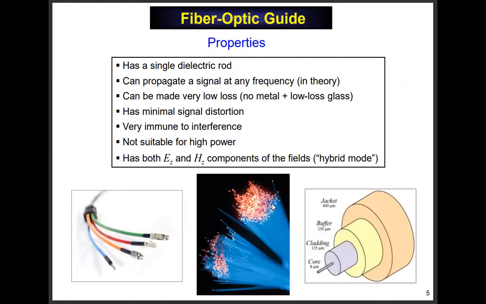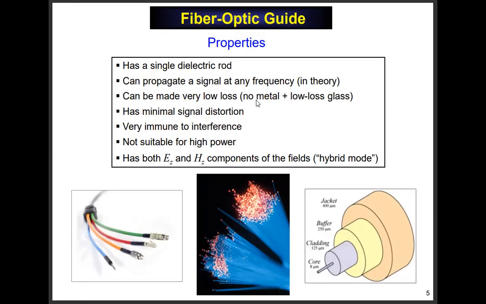But the important thing in terms of the operating principle is that it's a dielectric rod surrounded by a lower epsilon material. If it's a rod by itself, it'd be surrounded by air. It's not really surrounded by air in a real one because it's got this thing called the cladding, right? The cladding still has a lower epsilon than the core. Anyway, so it's a rod. Just like a transmission line, in principle, it can propagate a signal at any frequency. It can be made very low loss. The main reason is because it's pure dielectric and it has no metal.